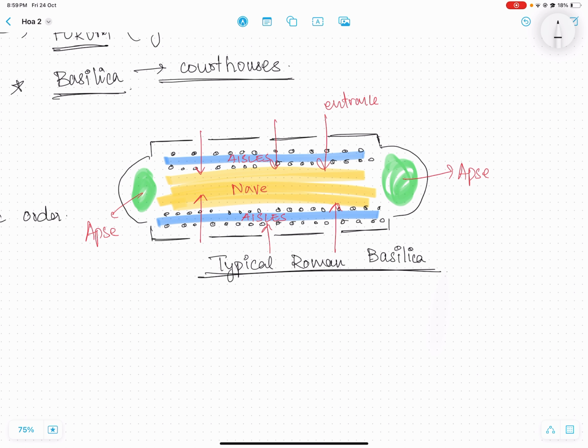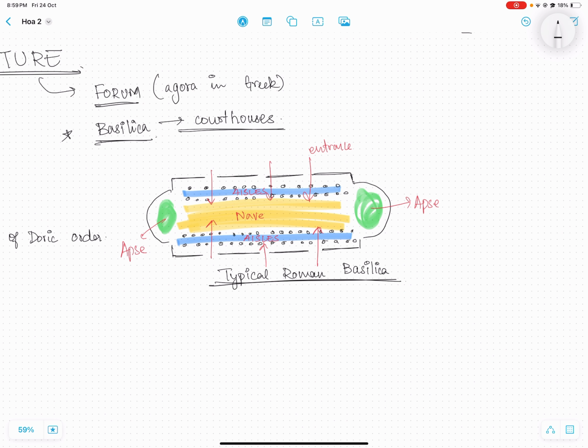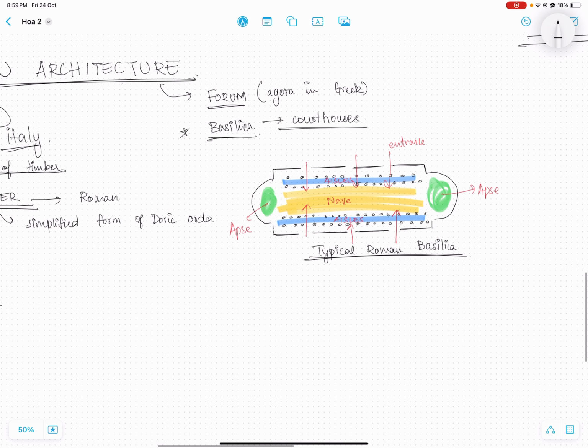So the Romans made one particular town plan and replicated it for all the towns that they built going forward. So almost all the towns had at least one basilica in it.